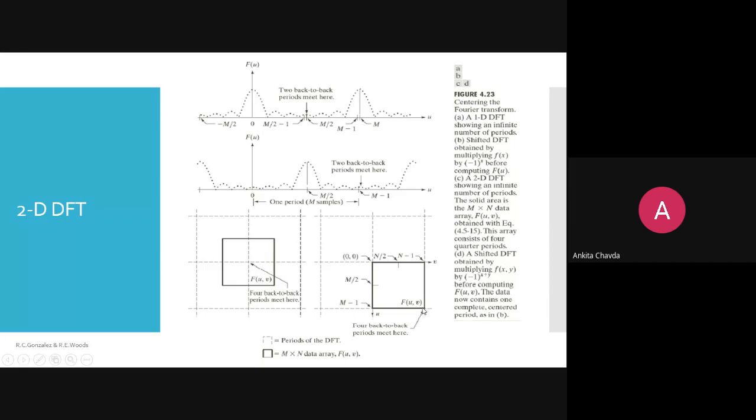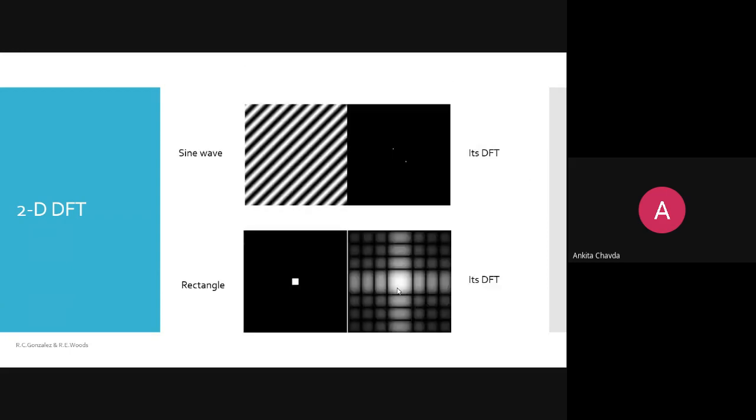So I have simply shifted it, like this. This is what my origin is, 0, 0, but my center is m by 2, n by 2. So this is what my center is. Are you getting it? So that is what the translation is.